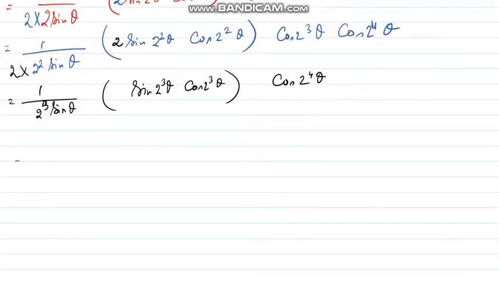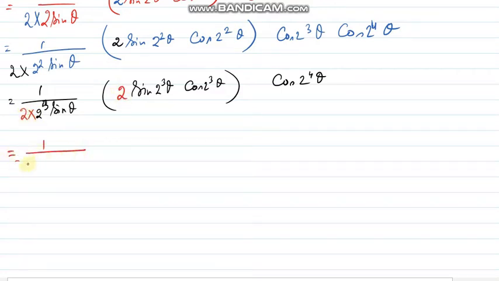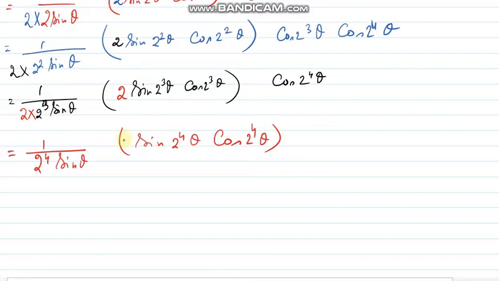Similar thing I will do here. I am going to multiply by 2 and divide by 2 once again. So this will be 1 divided by 2 to the power 4 sin theta. This will be sin 2 to the power 4 theta, 2 to the power 4 theta cos 2 to the power 4 theta. Similar thing I will do here again. Last one, I am going to multiply and divide by 2.